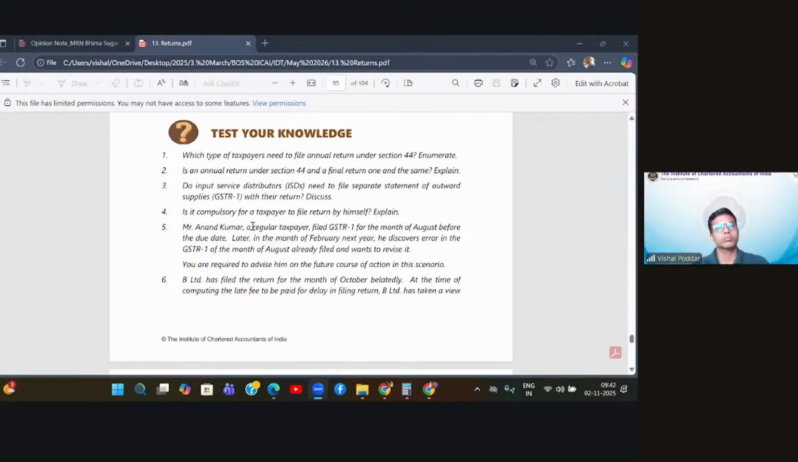Mr. Anand Kumar, a regular taxpayer, filed GSTR-1 for the month of August before the due date. Later, in the month of February next year, he discovered an error in the GSTR-1 of the month of August already filed and wants to revise it. You are required to advise him on the future course of action in this scenario. So a simple example: some details which you have furnished in your August return, pertaining to August only, have some mistakes, some errors.